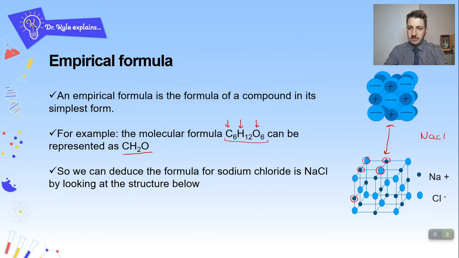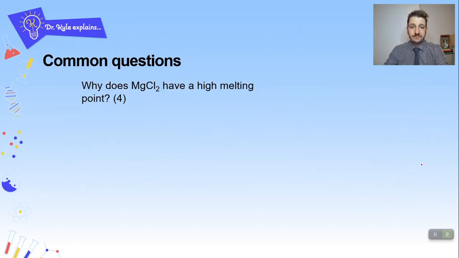For every sodium, you have one chlorine. And it keeps going throughout the structure like this in a giant lattice structure. So when we say sodium chloride, it doesn't mean one sodium and one chlorine. It means a ratio of every one sodium, there must be one chlorine next to it in a giant lattice structure. Okay, so some common questions then that often come up for ionic bonding.